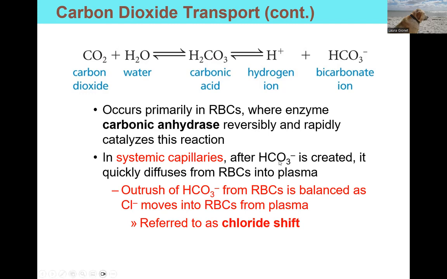If bicarbonate levels are dropping low in the red blood cell, then the opposite happens. Bicarbonate will go from the plasma into the cell, and chloride ions in the cell go out into the plasma.